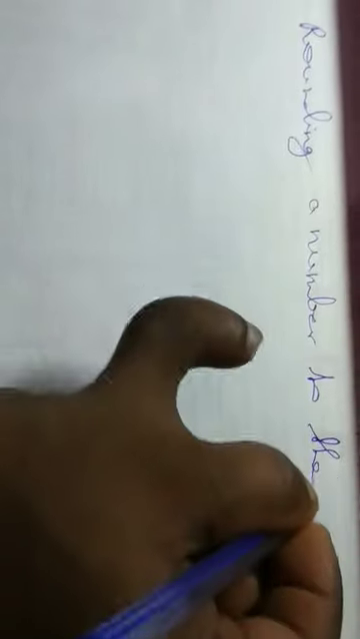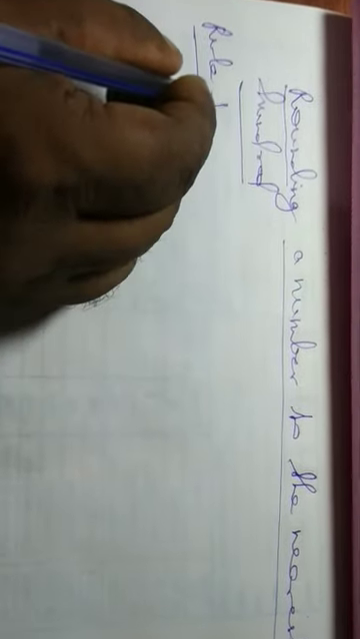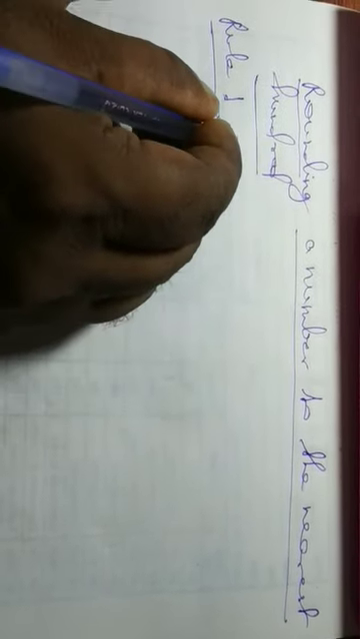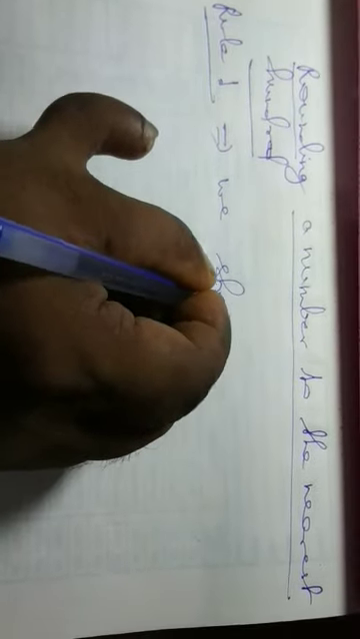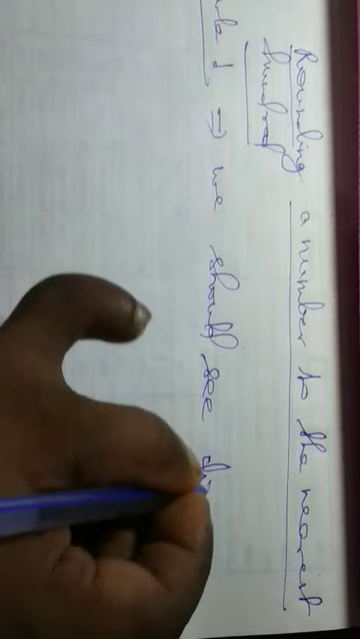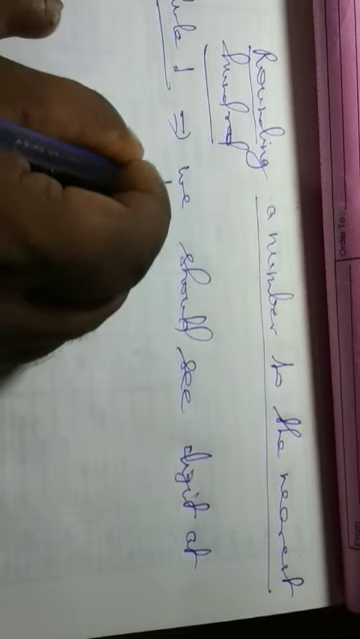Now, rounding a number to the nearest 100. Rule first: nearest 100 means before 100, the tens digit should be checked by us. We should see the digit at the tens place.